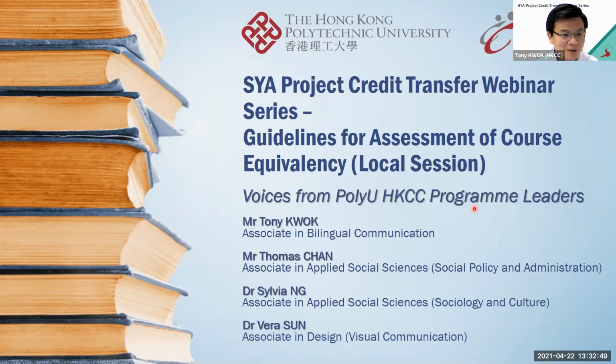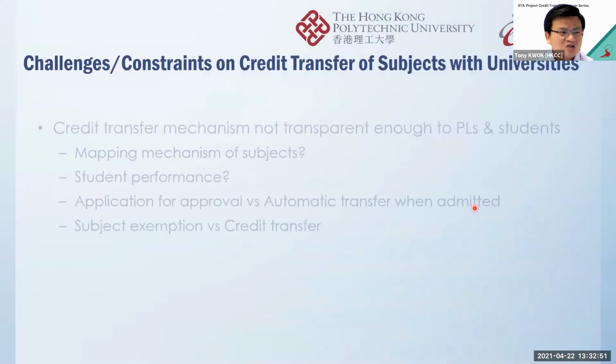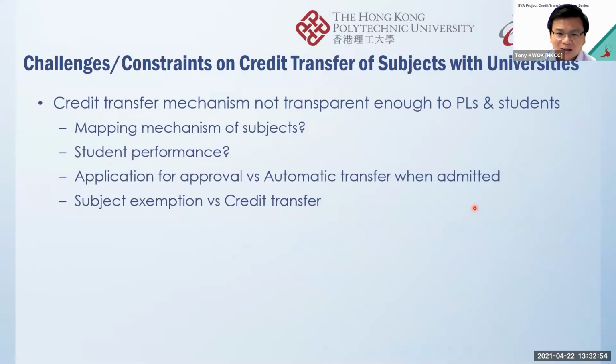First of all, the challenges. We don't think the credit transfer mechanism is transparent enough, because to us as program leaders, as well as to students, sometimes we don't know how we can map the subjects, and we don't know how students perform well. For some, if they pass the subject, they can get credit transfer, but some other universities may require a higher grade, like a C grade or even a B grade for credit transfer. So it all depends on the university and how they have the rules.